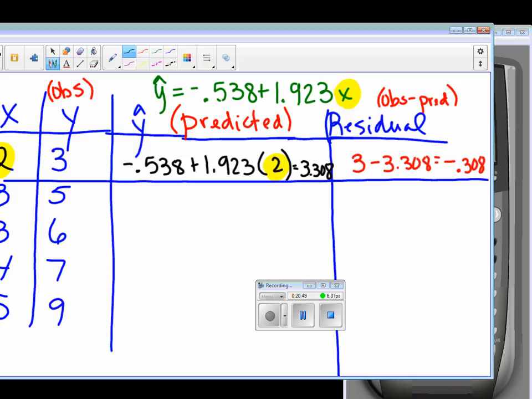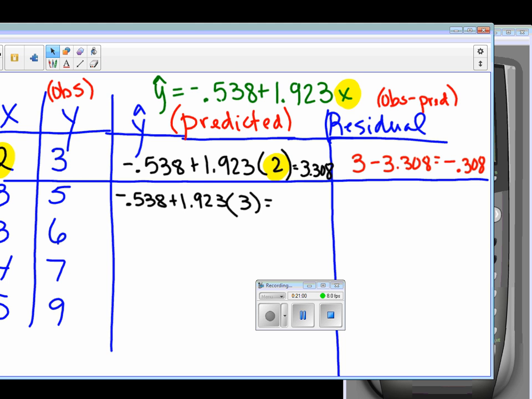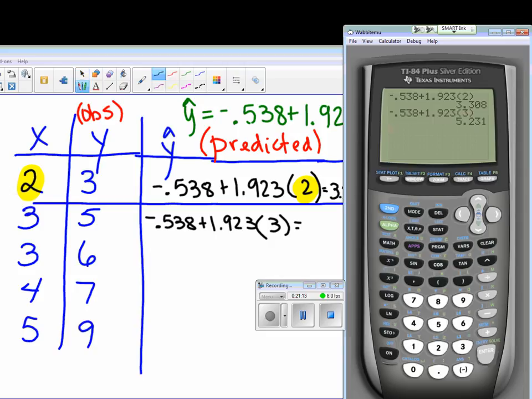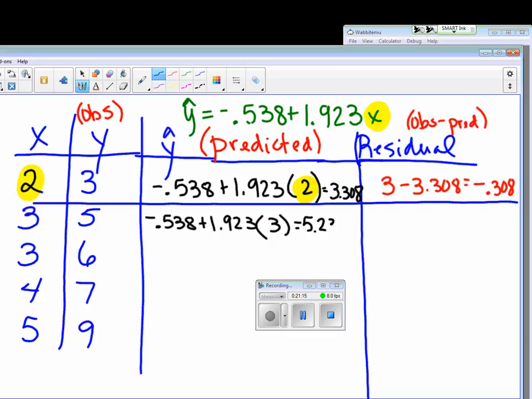The second one, again, I'm using the predicted equation, and I'm going to be plugging in this time what number? 3. And when I plug in a 3, what do I get? If you don't know how to do second entry, just go back over and hit enter and put 3 in. I get 5.231. You should notice that this is also going to be the same value because it's the same predicted value.